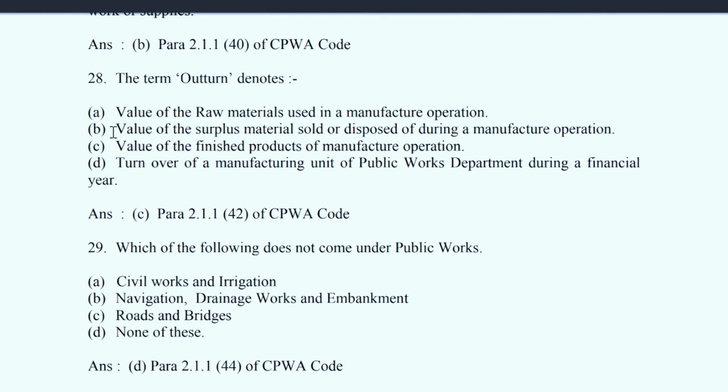Next, 28 serial number. The term outturn denotes outturn. This means production. So the answer is this one, C. Value of finished products of manufacture operation.